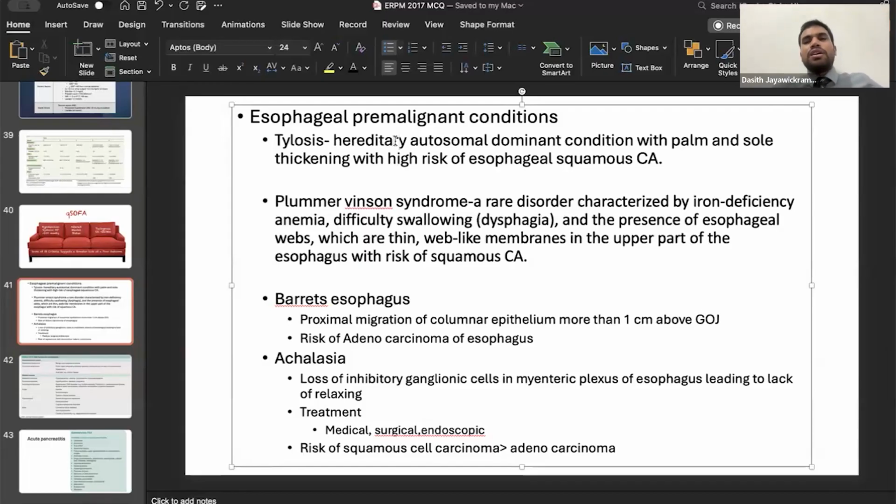Achalasia. What is achalasia? It is the inability of a segment of the esophagus, the distal segment, to relax. That is because the inhibitory ganglionic cells in the myenteric plexus of the esophagus are lost. So the muscles are in a constant contracted tone and unable to relax. In peristalsis, you contract and relax, but here there's no relaxing, only contraction.